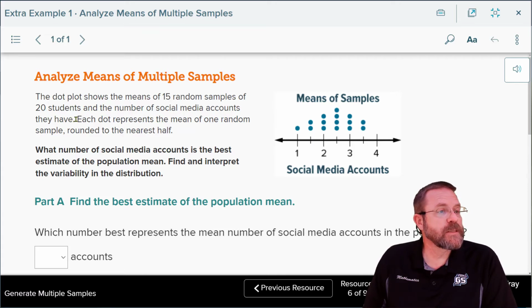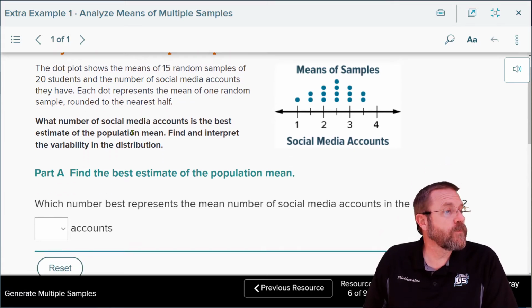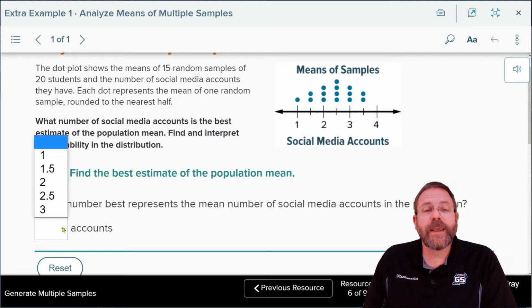Each dot represents the mean or the average of one random sample rounded to the nearest half. What number of social media accounts is going to be the best estimate of the population? Find and interpret the variability of the distribution here. A says find the best estimate for the population mean. Which number best represents the mean of the social media accounts? And they have a bunch of stuff there for us to choose from.